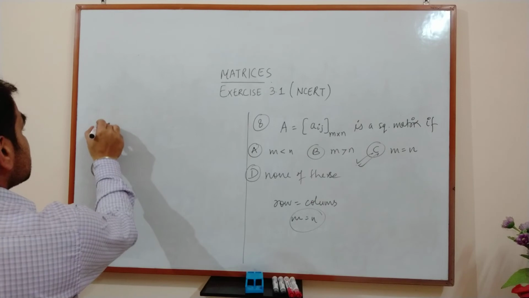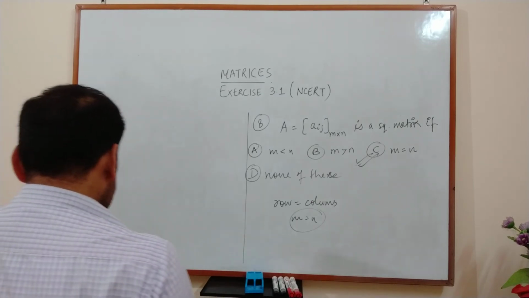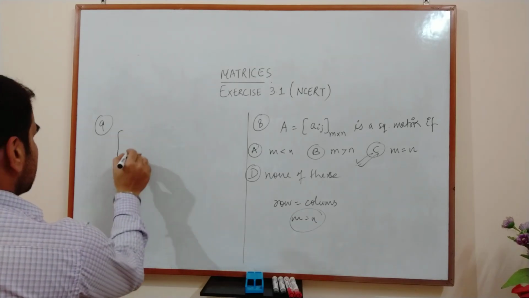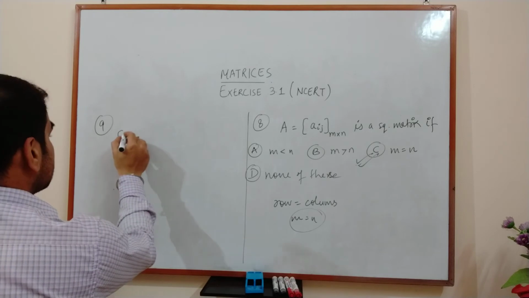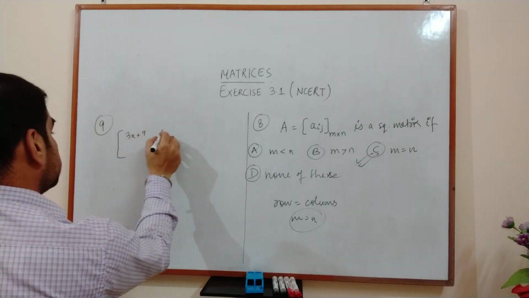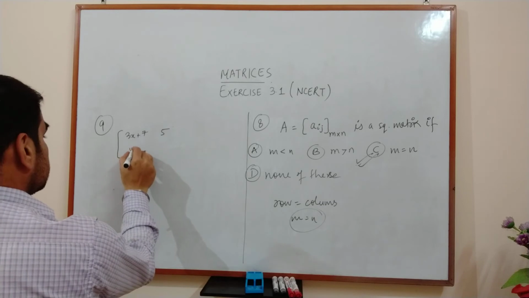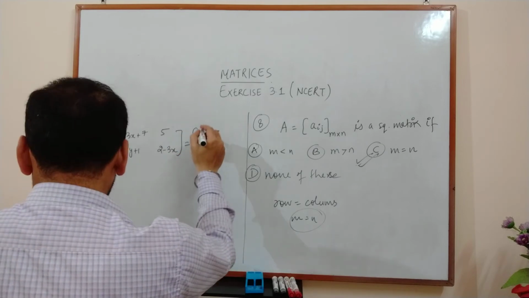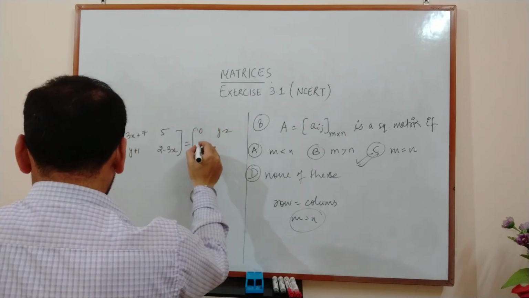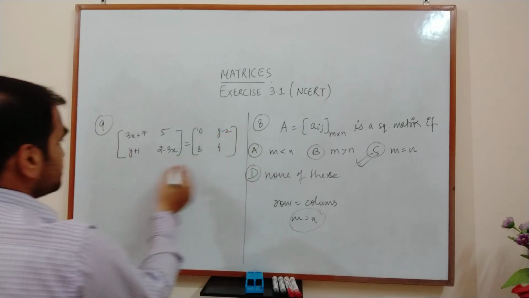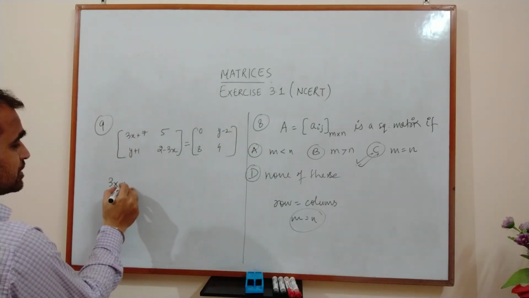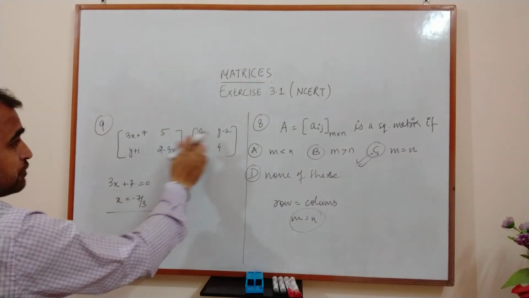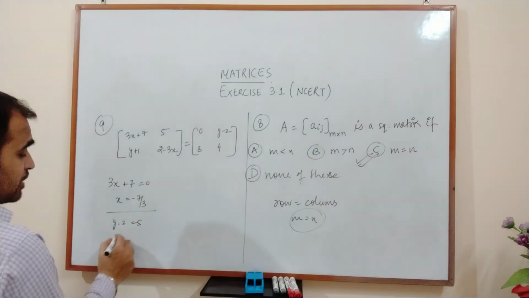Question number 9 is, again a kind of MCQ, and these two matrices are equal. We have to find the values of x and y. There are only two variables, x and y. The first matrix has y plus 1, and 2 minus 3x. It is equal to 0, y minus 2, then 8 and 4. Now if you compare the elements, element by element, you will get 3x plus 7 is equal to 0. This will give you x is equal to minus 7 by 3.